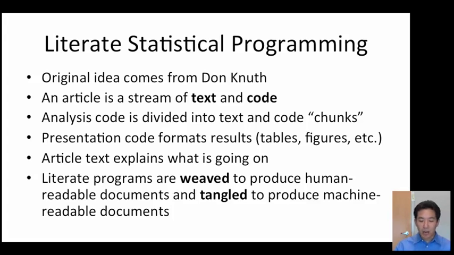And so the idea is that an article is a stream of text and code, and analysis code is divided into text and code chunks. And so the presentation code formats the tables and formats figures, things like that. There's article text that talks about what's going on. And in these literate programs, there's two concepts. You can weave them into human-readable documents, and you can tangle them to produce machine-readable documents or just code files.